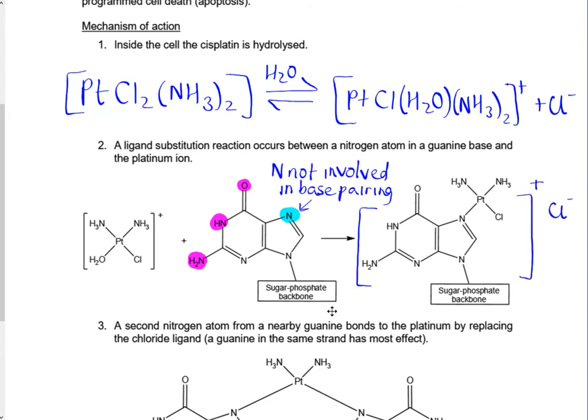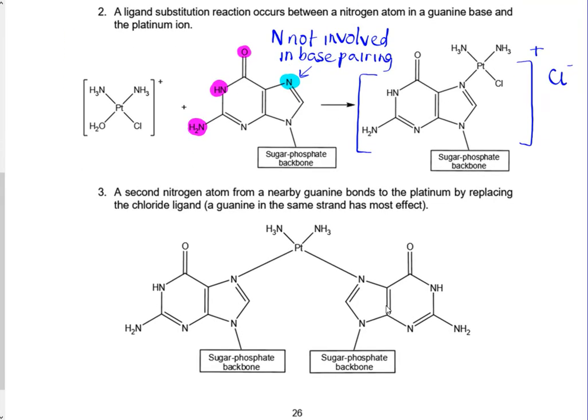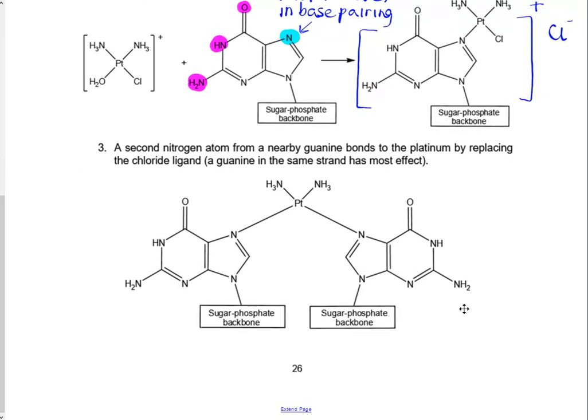Having bound to one guanine in a single strand of DNA, the cisplatin then reacts with a second guanine in the same strand. You can see in the new complex that the second chloride ion has been replaced by a guanine. So the platinum complex is now cross-linking two guanines in the same strand of the DNA.